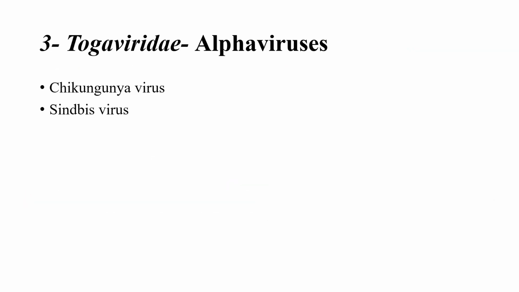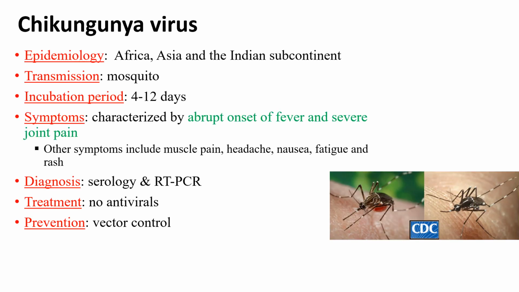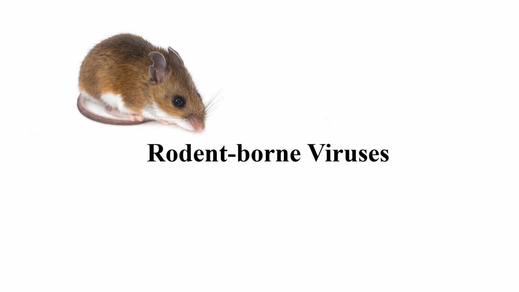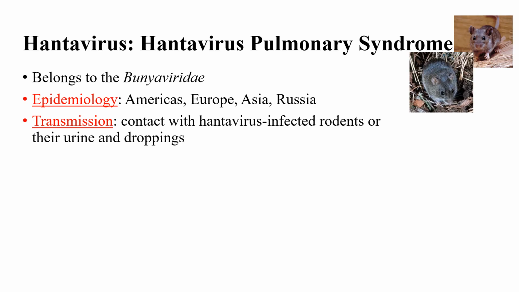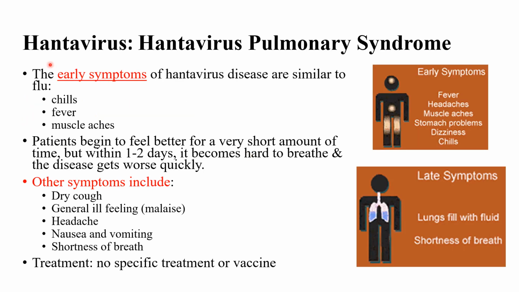In the Togeviridae family, we have 2 alpha. Chikungunya is also transmitted by mosquito, the same mosquito. Rodent-borne viruses. So we mentioned hantavirus, so the early symptoms of hantavirus disease are.